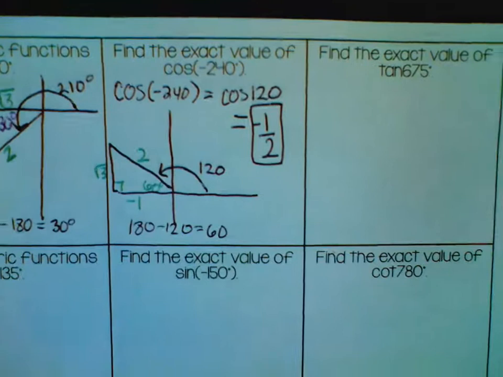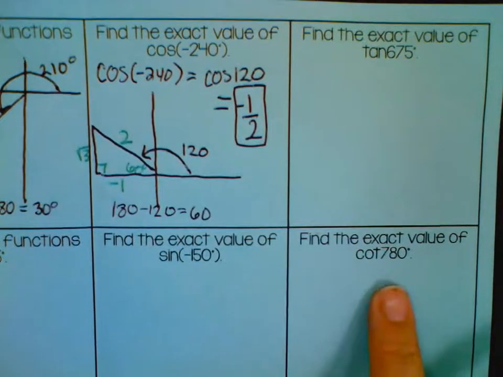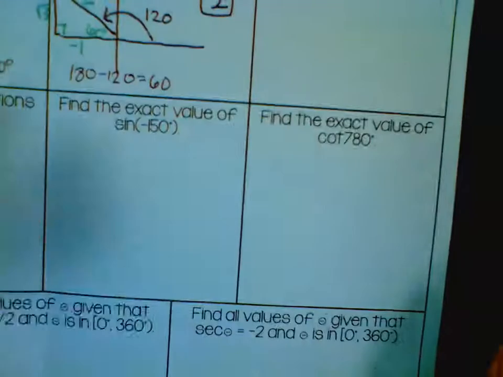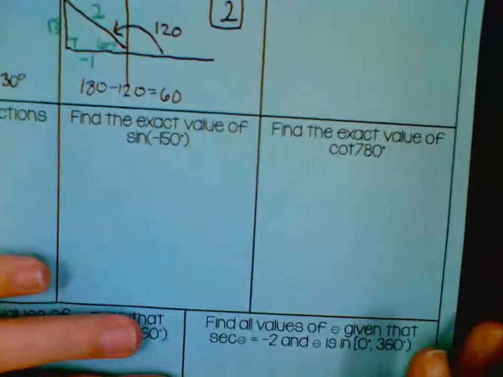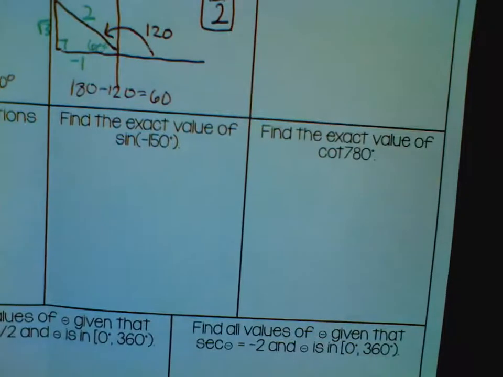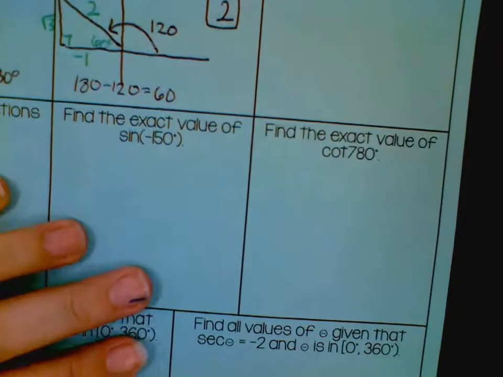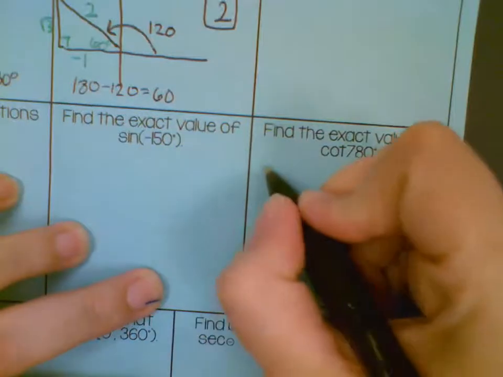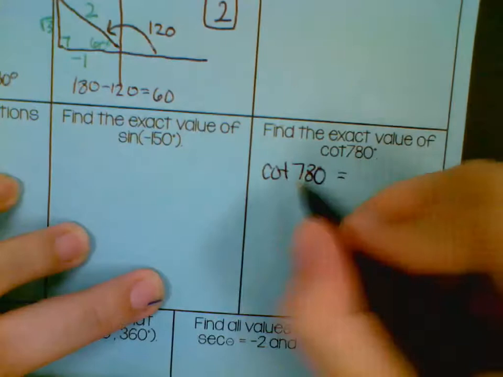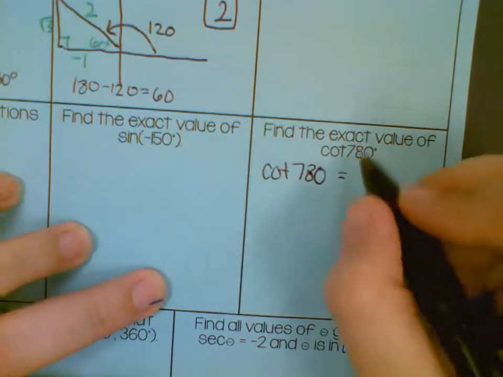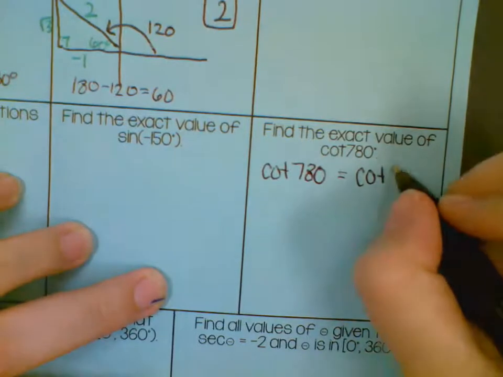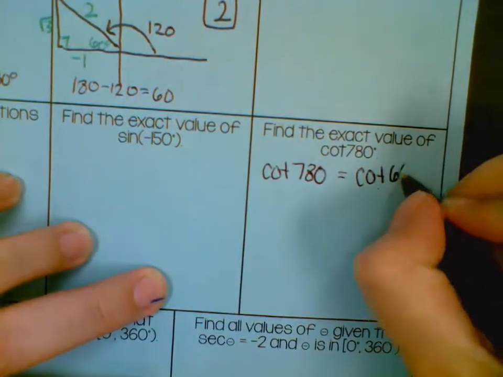Okay, so we'll do the cotangent of 780, and then you can go back and try those 2 by yourself. So this is a little bit harder because it's a bigger one, so we need to find the coterminal and its cotangent. So what I would first do is find the coterminal angle. So for the cotangent of 780, that would be subtracting 720 or 360 twice, and we would end up with the cotangent of 60.